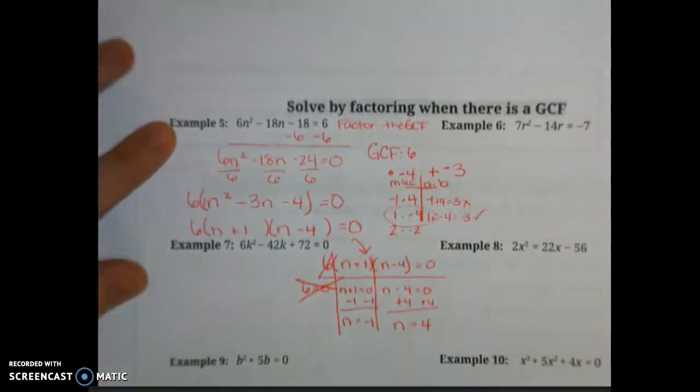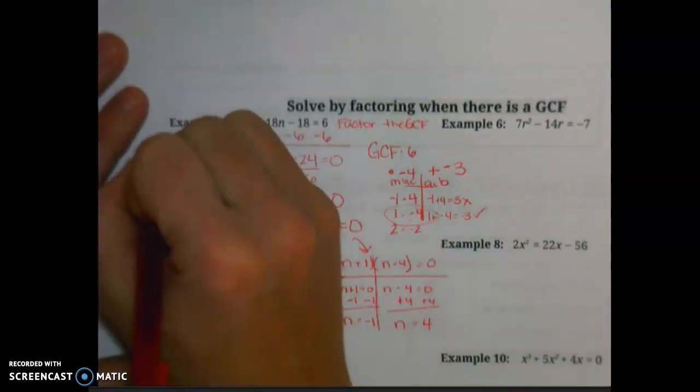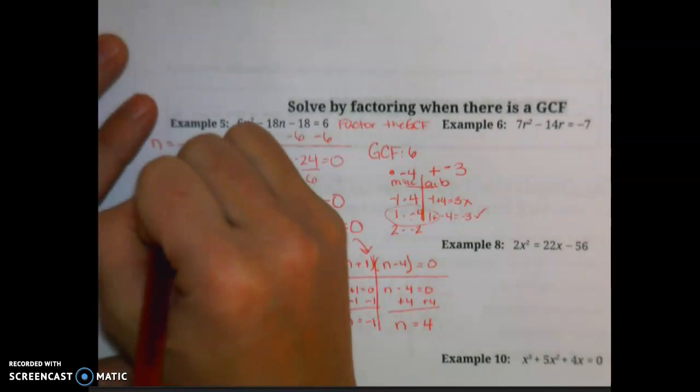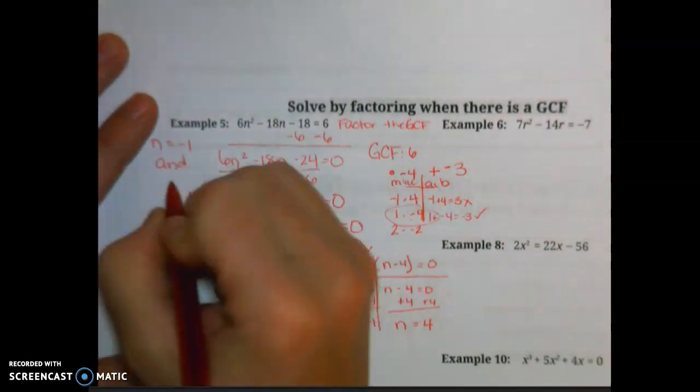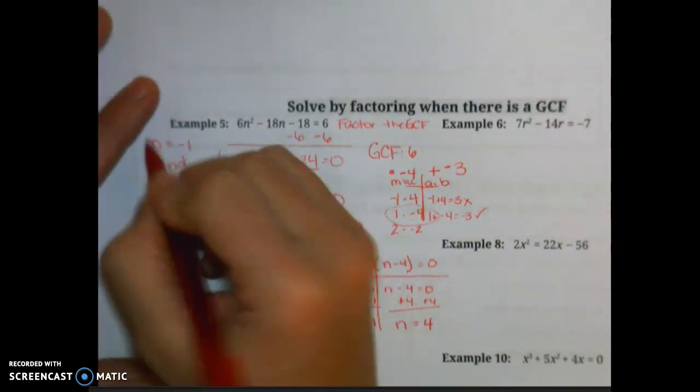So again, this is for example 5. You have 2 solutions, n equals negative 1, and n equals 4.